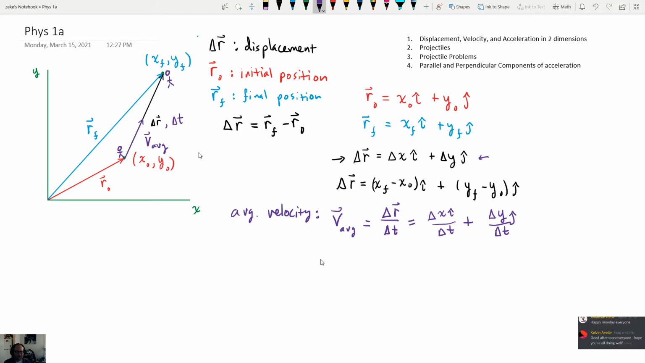And then if we want to find the instantaneous velocity, we would say that that's going to be equal to the limit. So you just use v for instantaneous velocity and say that this is equal to the limit of delta r over delta t as delta t approaches 0. Or written in another way, the instantaneous velocity can just be written as the derivative of the position vector, basically the rate of change of the position vector, like this.